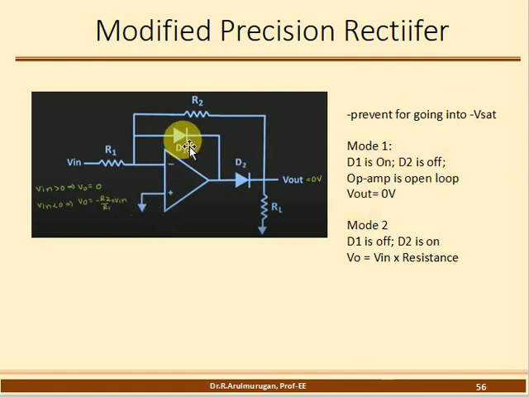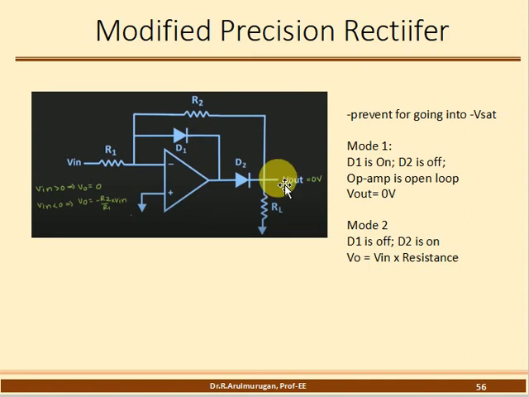In mode 1, D1 is on and D2 is off. When D2 is off, the operational amplifier acts in open loop, so Vout is equal to 0. It is an open loop. It works up to here, but there is no V2 here, so Vout is equal to 0.